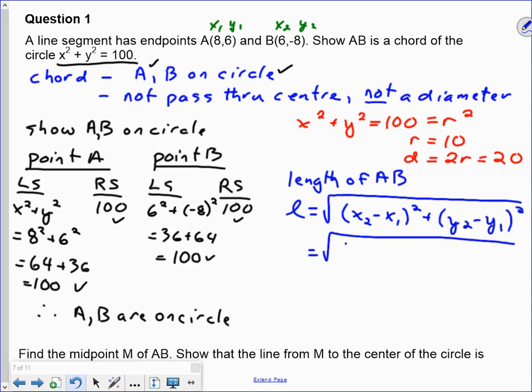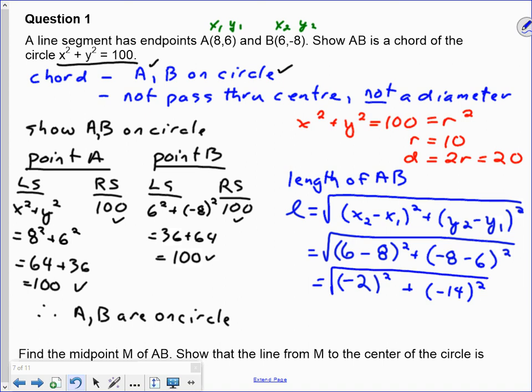So x2 is going to be 6 minus 8 squared, and then y2 is negative 8. We're going to subtract 6, and we're going to square it. So this is going to be negative 2 squared plus negative 14 squared. Okay, and of course taking the square root of all of this, this is the square root of 200, or approximately 14.1.